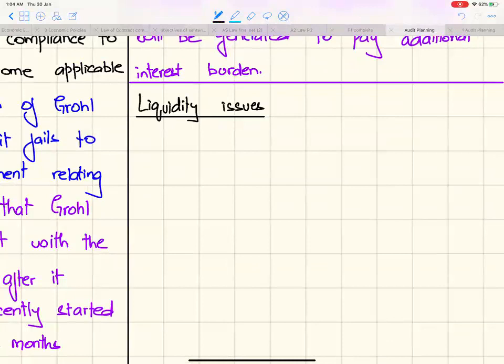You will just argue that liquidity issues exist. Because liquidity issue itself is a business risk. You just need to argue why liquidity issues exist.